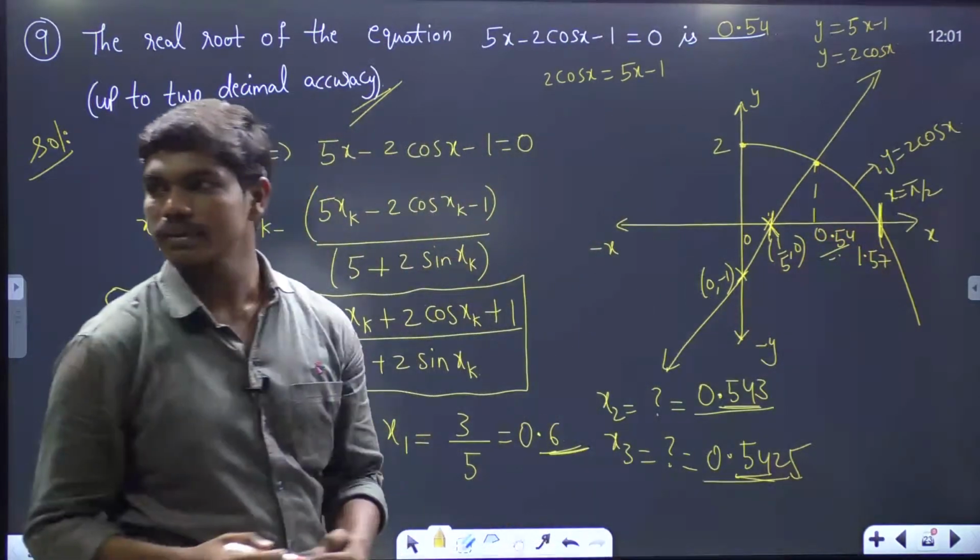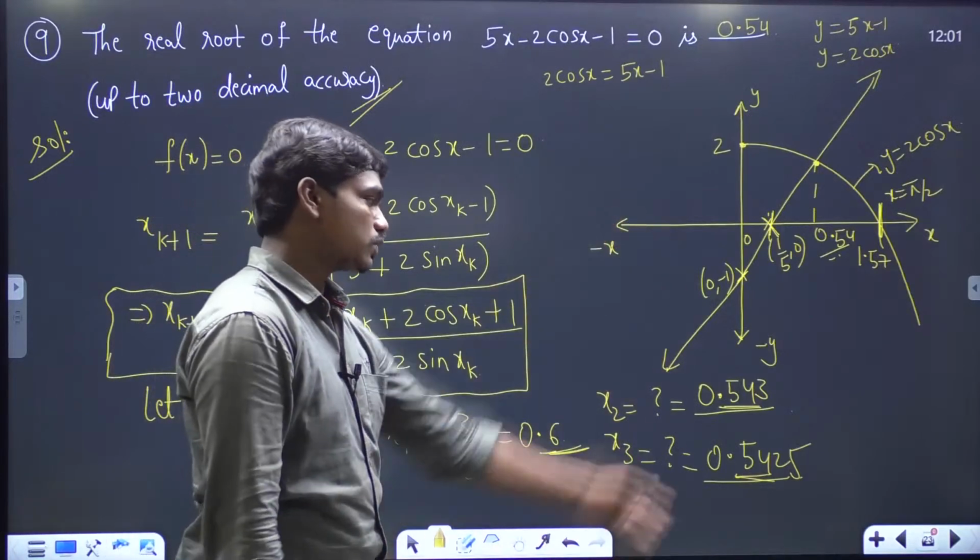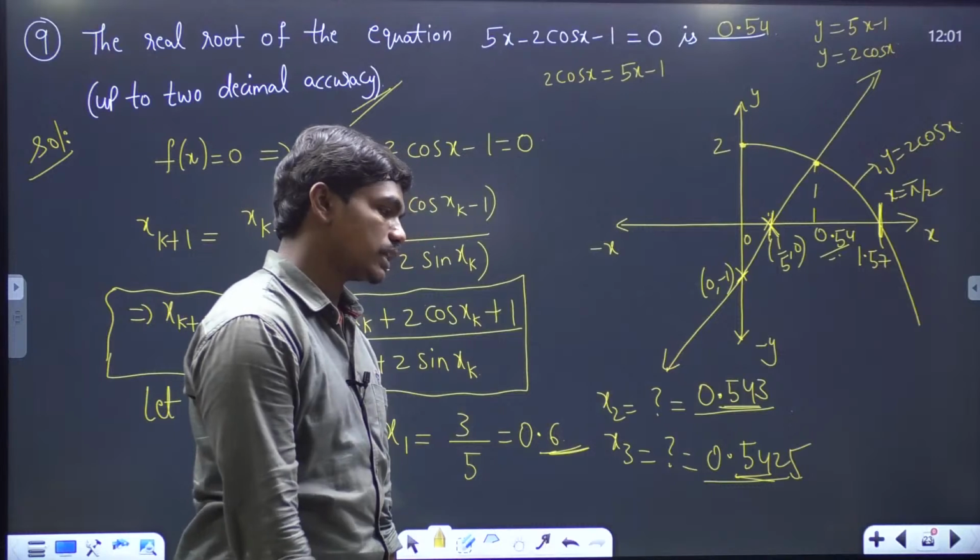And that's why numerical methods involve a lot of calculations. They have developed calculators and all which operate on this principle, so you can evaluate these values very easily.